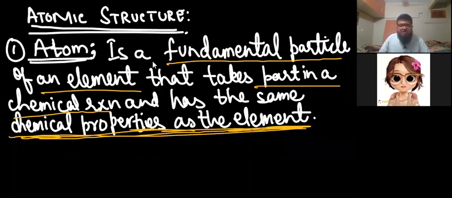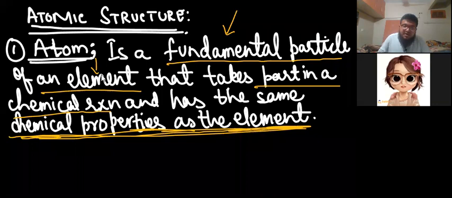This is a pretty simple and basic definition of an atom. What is an atom? In simple terms, it is the smallest particle of an element. What is an element? An element is any pure substance that cannot be further broken down into simpler substances.